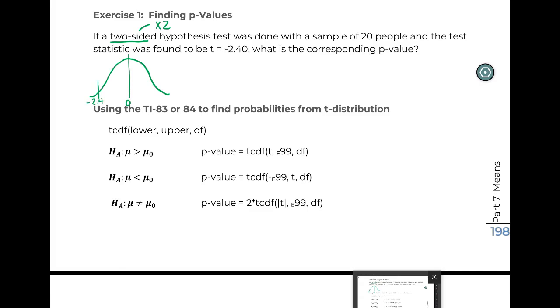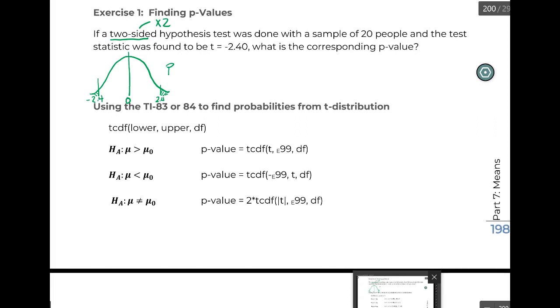And this says it's a 2-sided or 2-tailed test. So we care about this. We also care about this because remember, it is symmetric. So those are the same. So when we're looking for our p-value, it's the area in both of those tails.